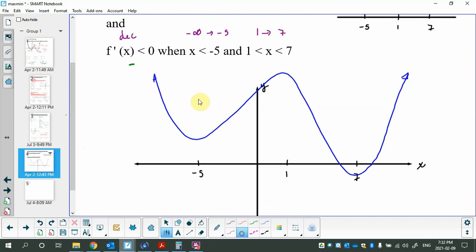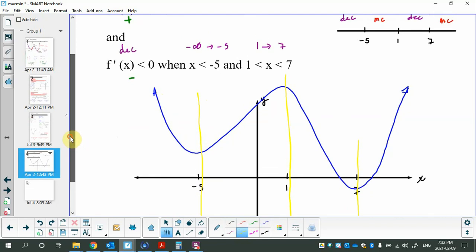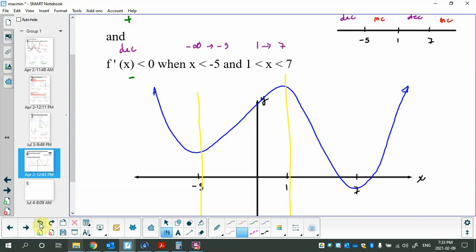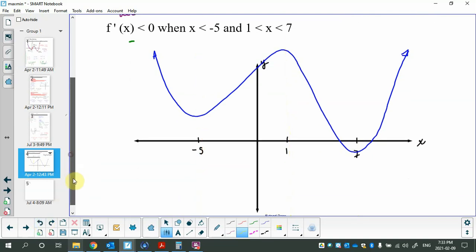What I will check is bad straight lines, that you are doing what you're supposed to be doing in those sections. So you're decreasing before -5, you are increasing between -5 and 1, you are decreasing between 1 and 7, and you are increasing after that. Now, as for the fine details, as in how high and how low you go, you can't say that. This is a general picture.